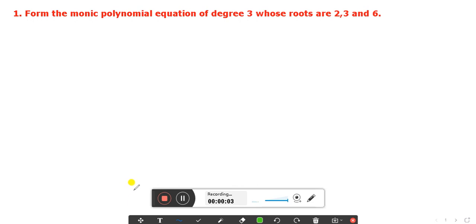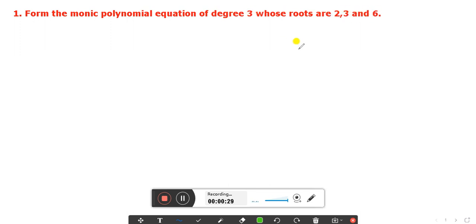Hello friends, now I am going to explain the theory of equations. I am taking this from the Intermediate second year 2A book, the fourth chapter. Here I am taking one question: form the monic polynomial equation of degree 3 whose roots are 2, 3 and 6.